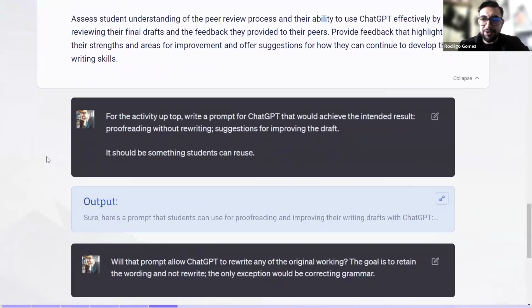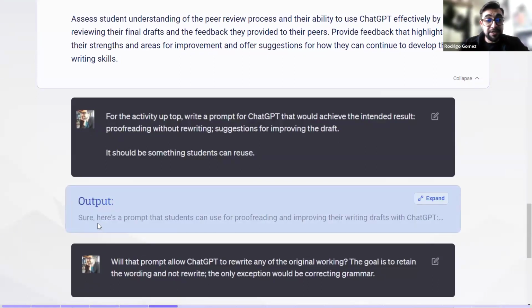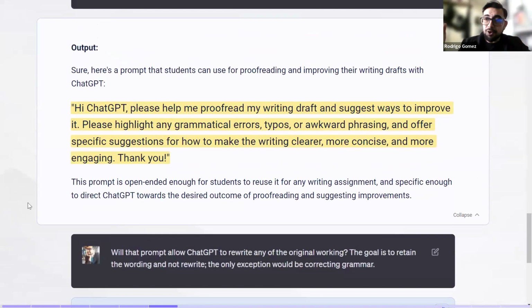Let me follow up actually beyond what I just said to you. For the following activity up top, write a prompt for ChatGPT that would achieve the intended result. Proofreading without rewriting, suggestions for improving the draft. It should be something students can reuse. Now, this is what I said to it, and here is its output. Sure, here's a prompt you can use for proofreading and improving their writing drafts with ChatGPT. And so this becomes the way that you prime the chatbot before you submit any form of writing.